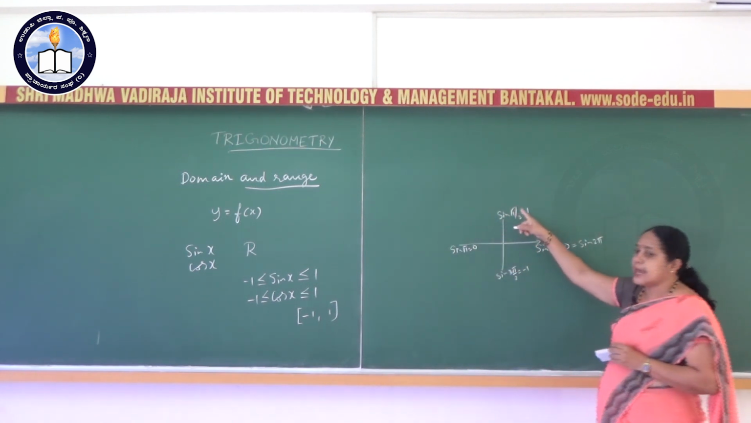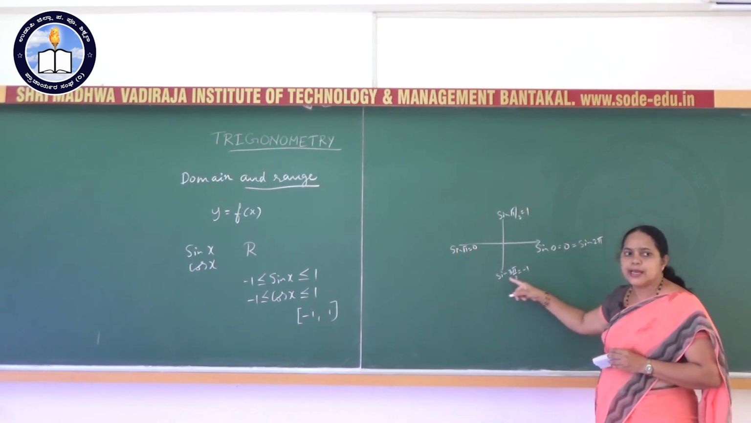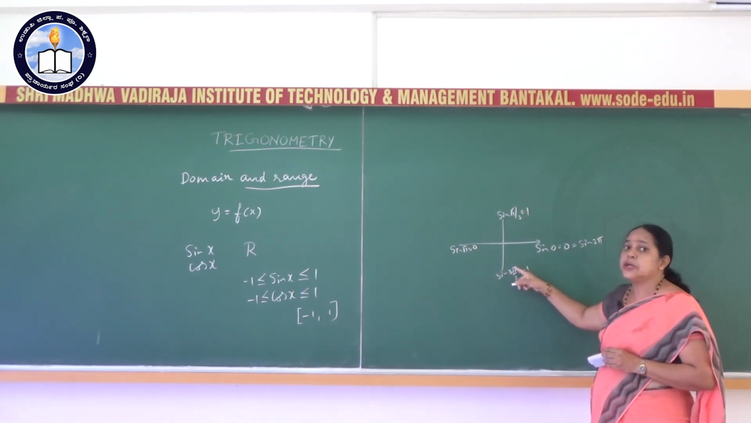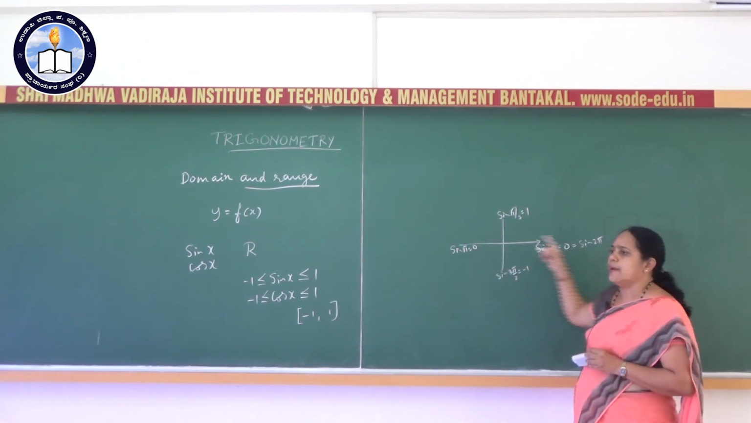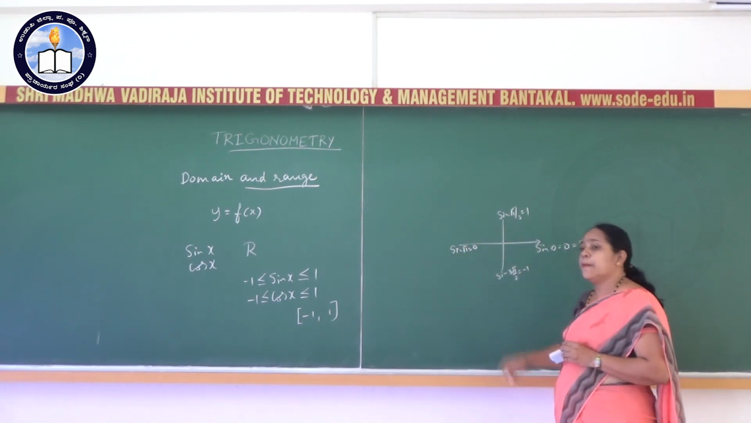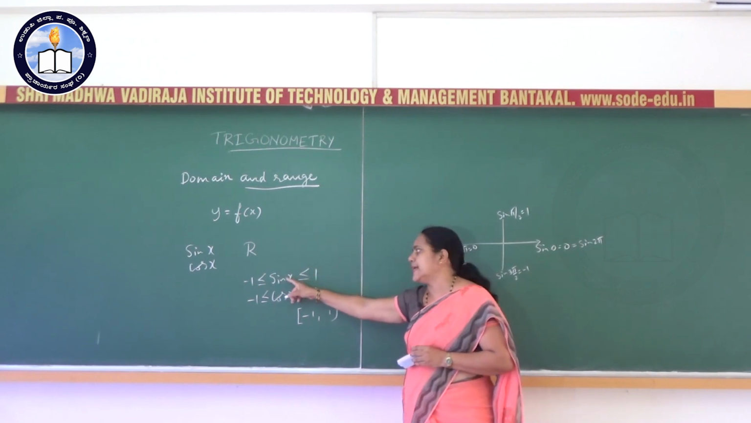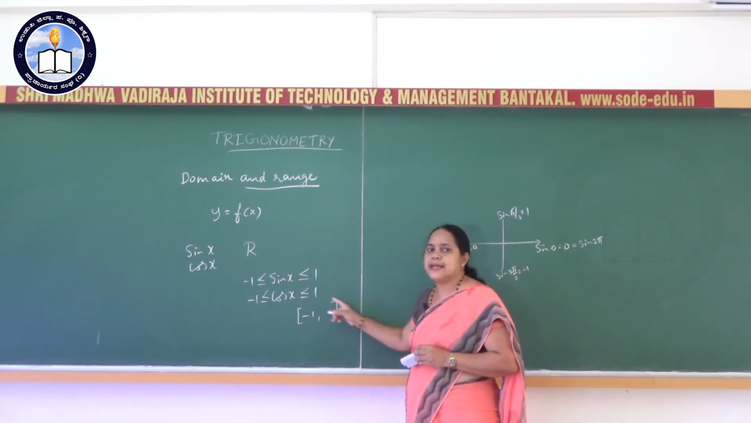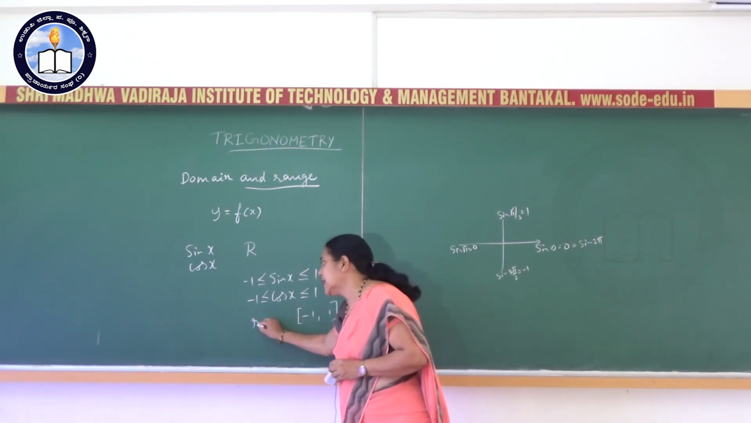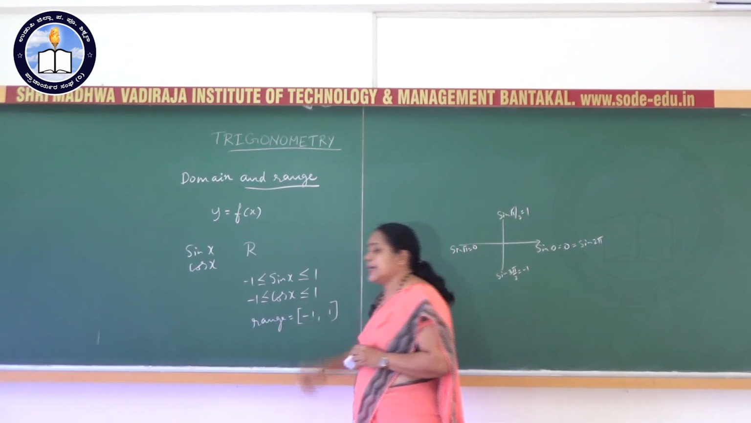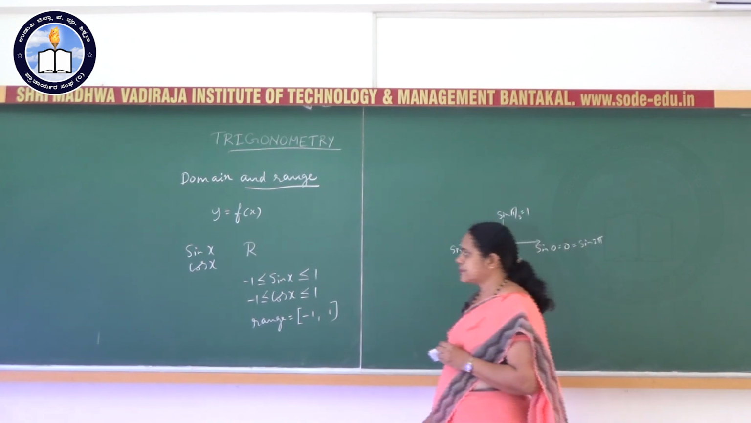The highest value of sine x is 1, it is at pi by 2. The least value is minus 1, it is at 3 pi by 2. And sine x is equal to 0 when x is equal to 0 and x is equal to pi. Okay, so the highest and least values of sine x as well as cos x are minus 1 and plus 1. So the range of sine x as well as cos x is the closed interval minus 1 to 1.